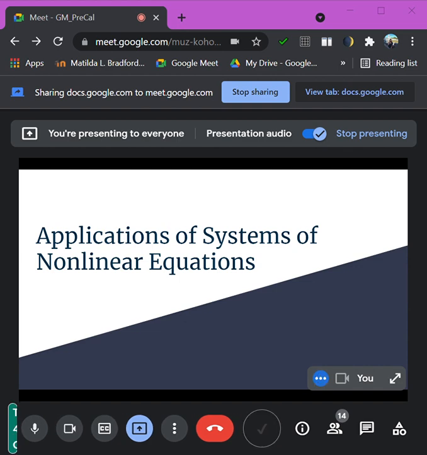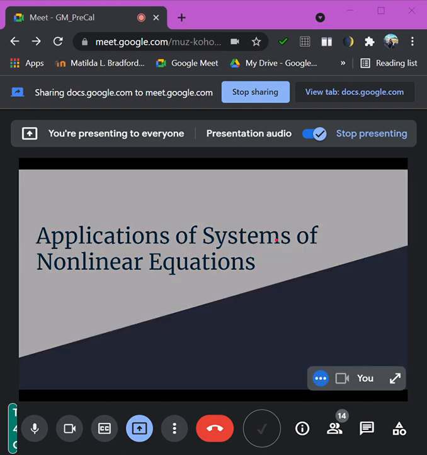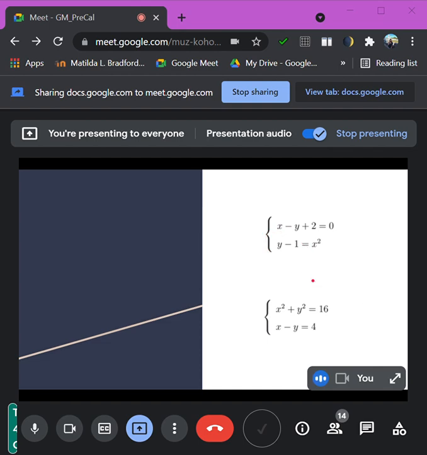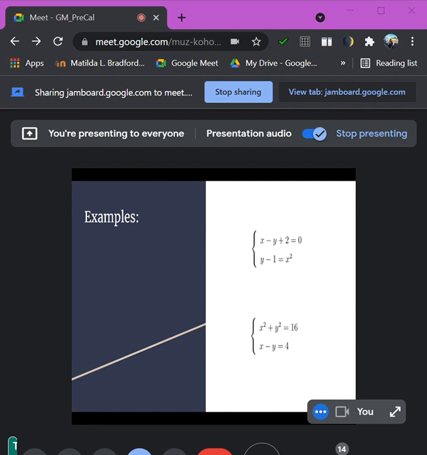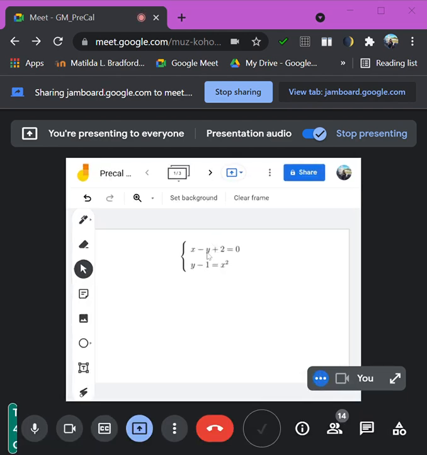Okay, so now we are going to have some examples. For these examples, I will show the solution through Jamboard. Okay, so we have here x minus y plus 2 is equals to 0. And then we have the other equation, which is y minus 1 is equals to x squared.